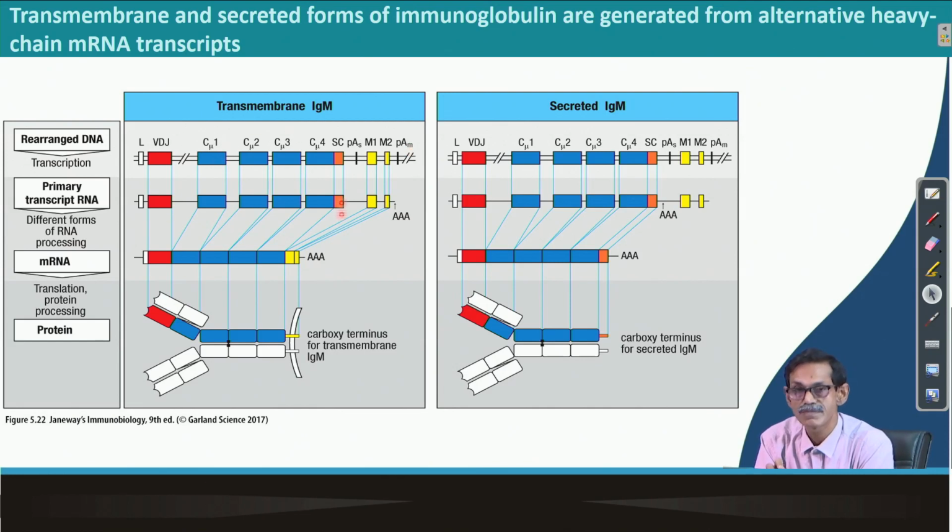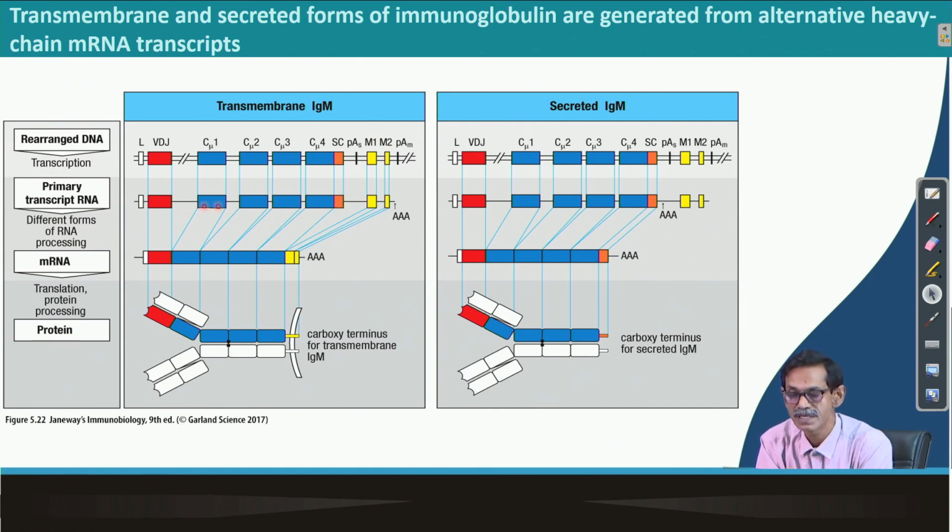Okay, so after transcription everything is coming, everything is here. But in one product what is happening? VDJ is coming, all this C1, CMU1, CMU2, CMU3, CMU4 all are coming, but this SC portion is not coming. So, it is not spliced. Instead, after that, this M1 and M2, which is contributing the transmembrane domain of the B cell receptor, are joining. So, all these are different exons.